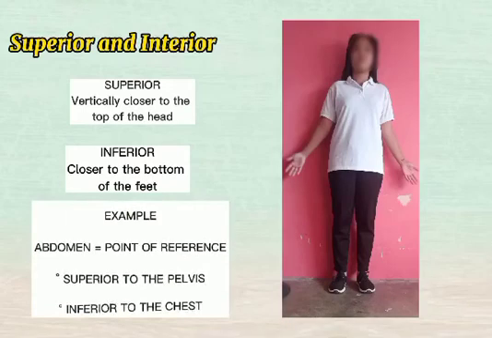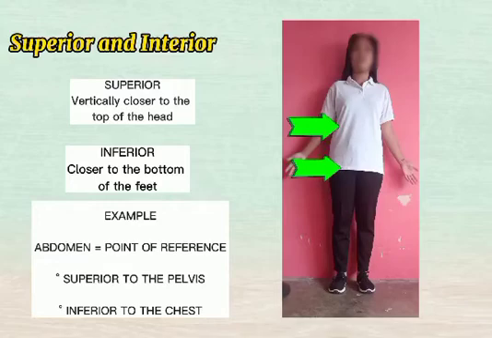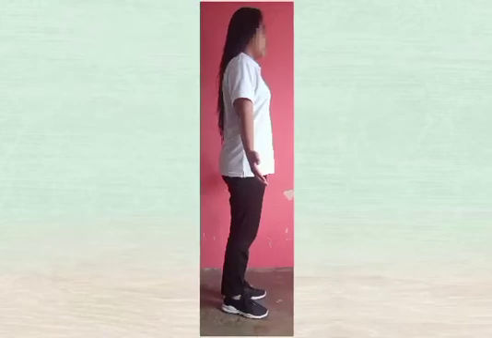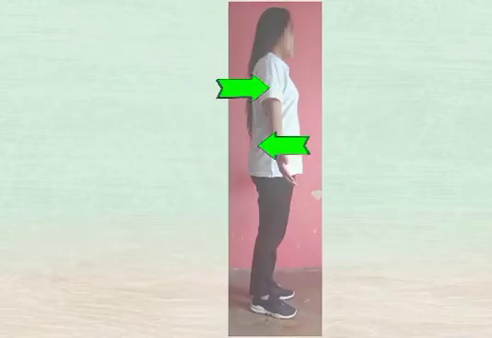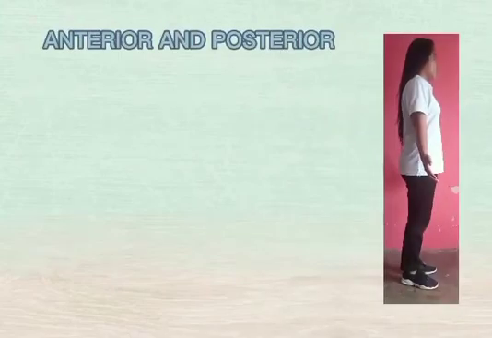For example, with the abdomen as a point of reference, we could say that it is both superior to the pelvis and inferior to the chest. When we need to describe the location of body parts as in front of or behind another body part, we use the terms anterior and posterior.